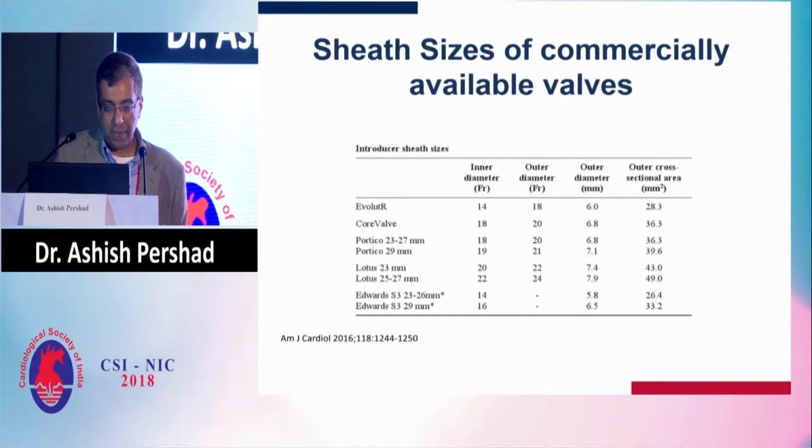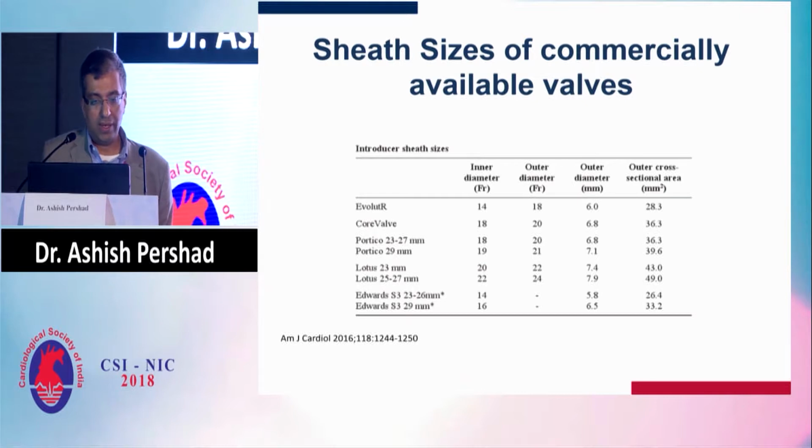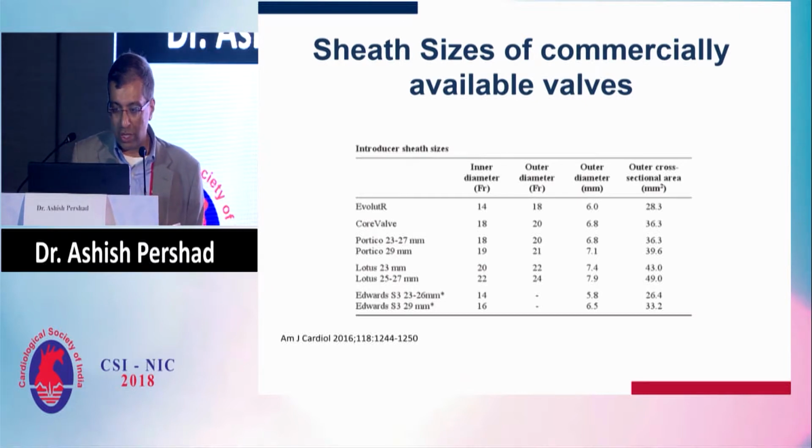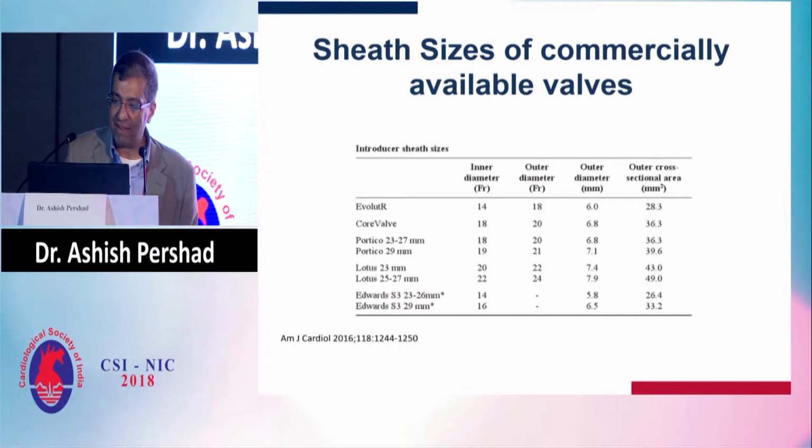Similarly, the S3, people talk about it being 14 French. Again, you don't really have an outer diameter with the eSheath because the eSheath expands, but it's important to realize that the vessel needs to be at least 5.8 millimeters, or almost 6.5 millimeters, if you're trying to implant a 29 millimeter S3. Similarly, for Lotus and Portico, you need to fully understand what their recommended sheath size is and whether they're talking about an ID, OD, or what the actual vessel diameter needs to be to safely perform a transfemoral TAVI.